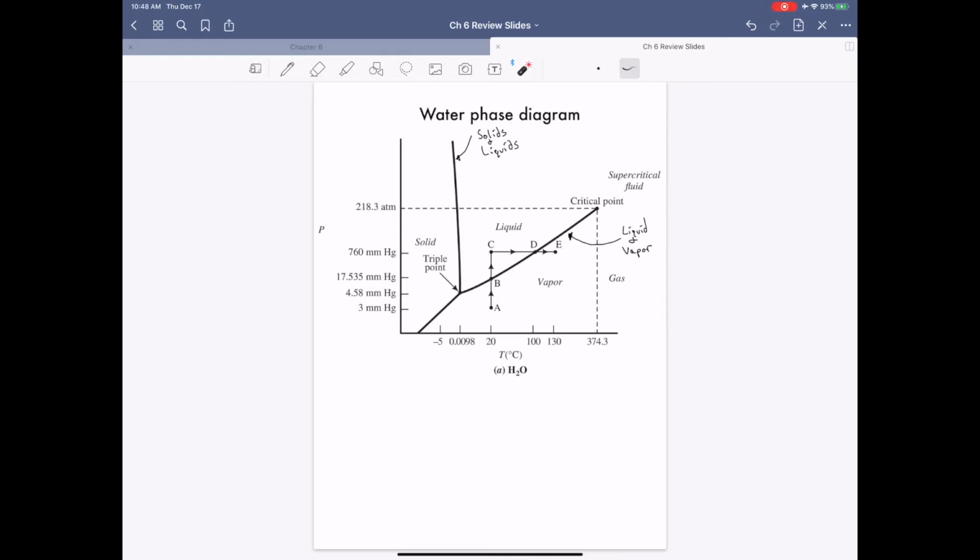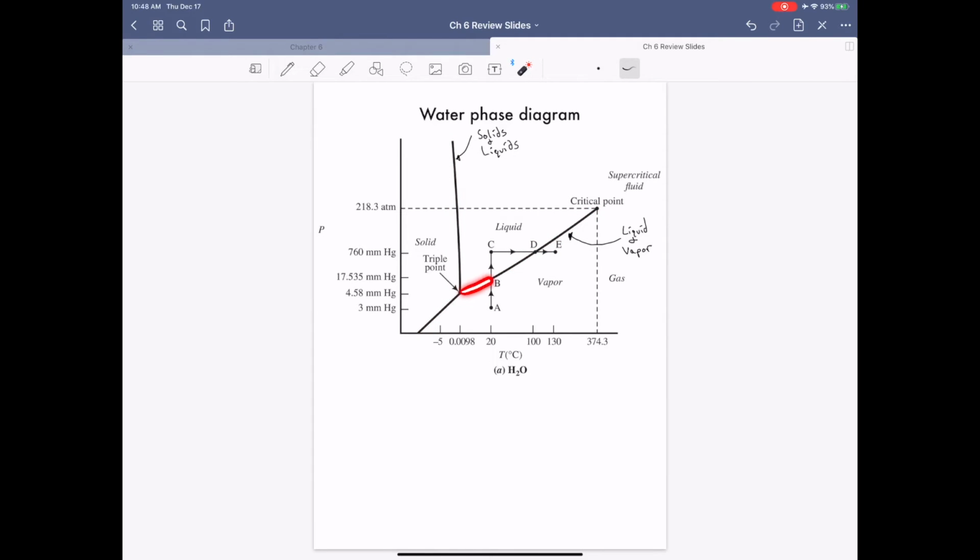And perhaps the most interesting point on this phase diagram is right here, where we don't just have two phases, but we have all three. Because we have all three phases, this point is known as the triple point. Okay? And so these dark lines correspond to the parts of the phase diagram where you have multiple phases.